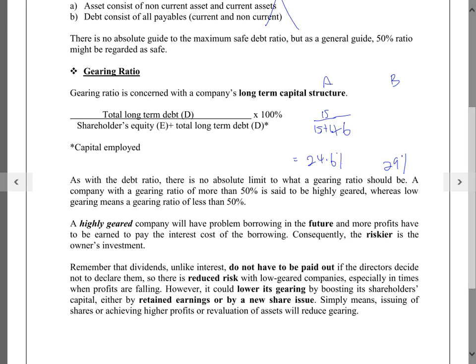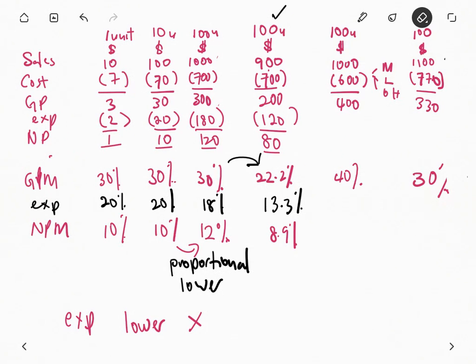If not sure, I'll give you this example. The formula given is D divided by D plus E, capital employed, right? Let's say I borrow $1 as my debt. Equity is from the shareholder, $1. So I have $2 as my capital. What is my level of debt? $1 debt compared to $2 capital, so 50%. What does this 50% mean? Of the $2 capital employed, half of it is from borrowing.